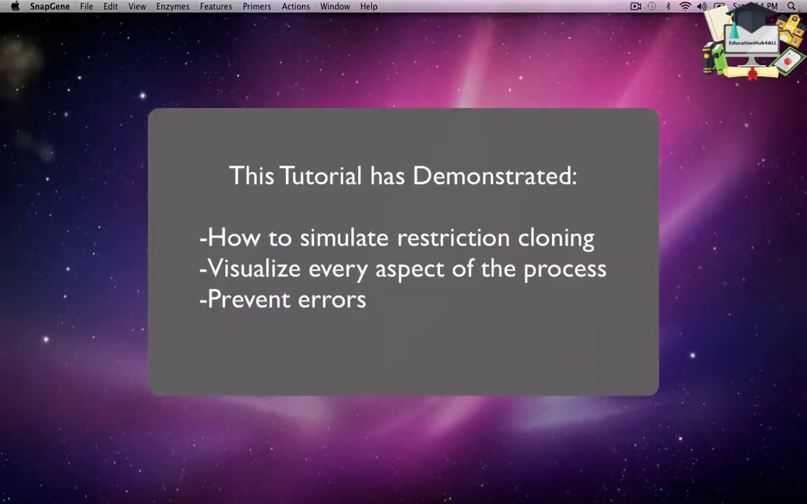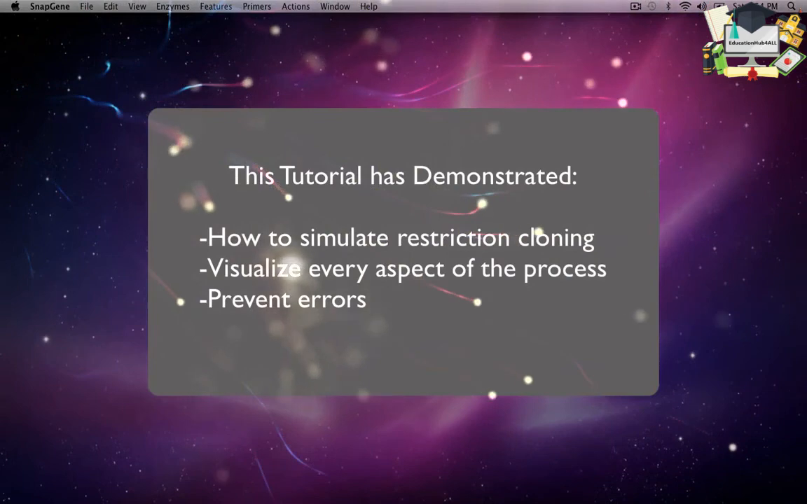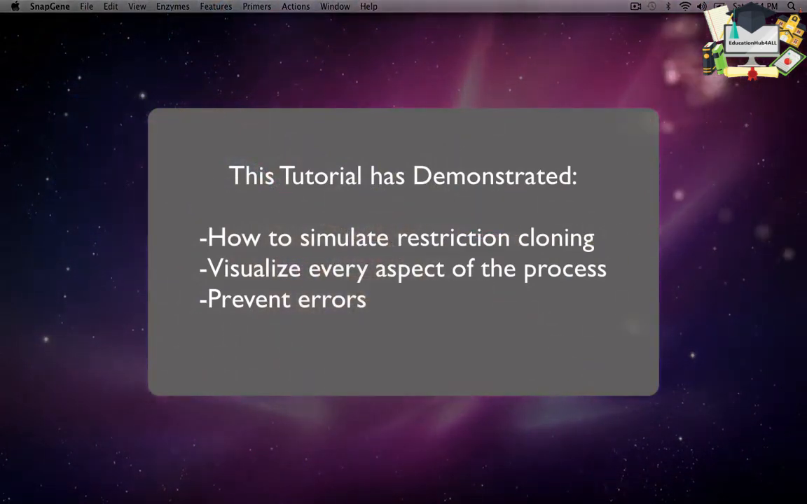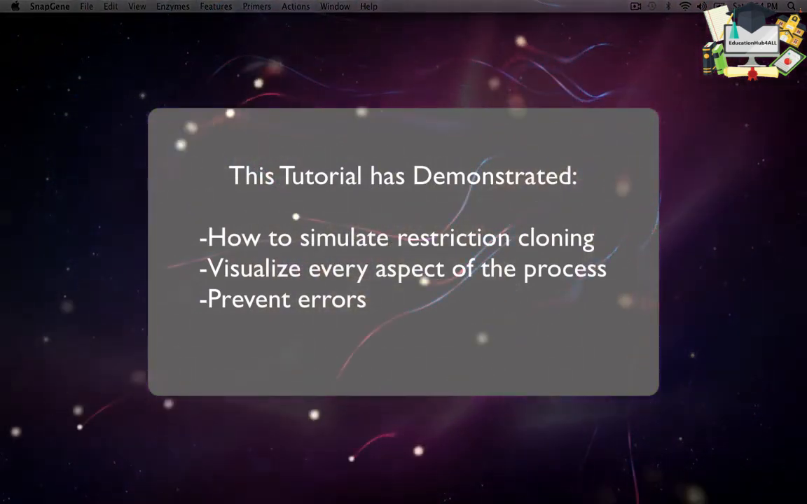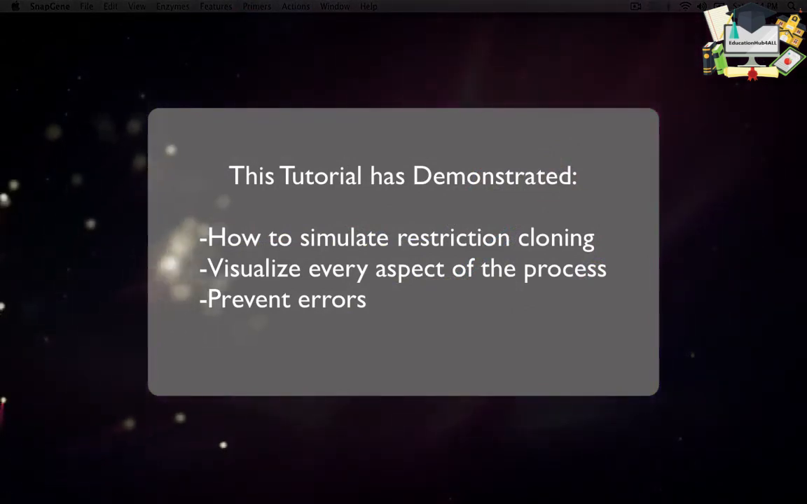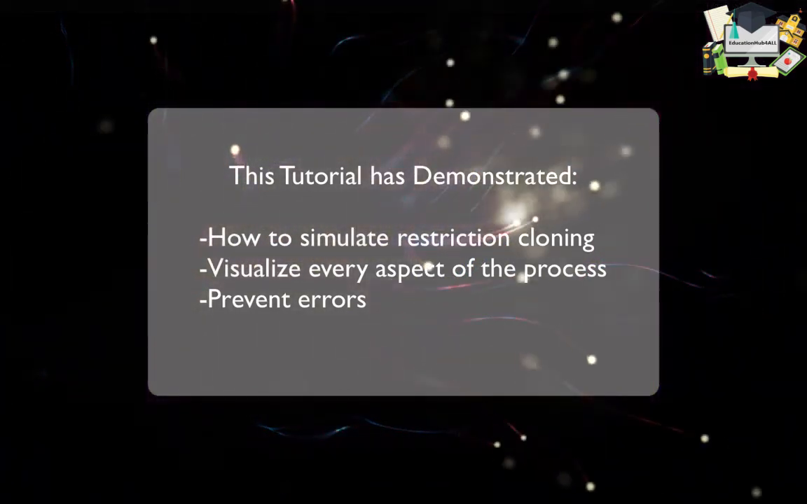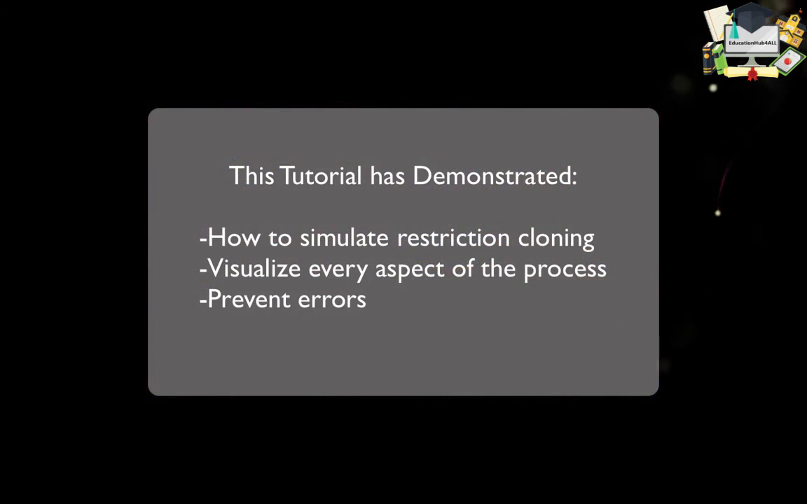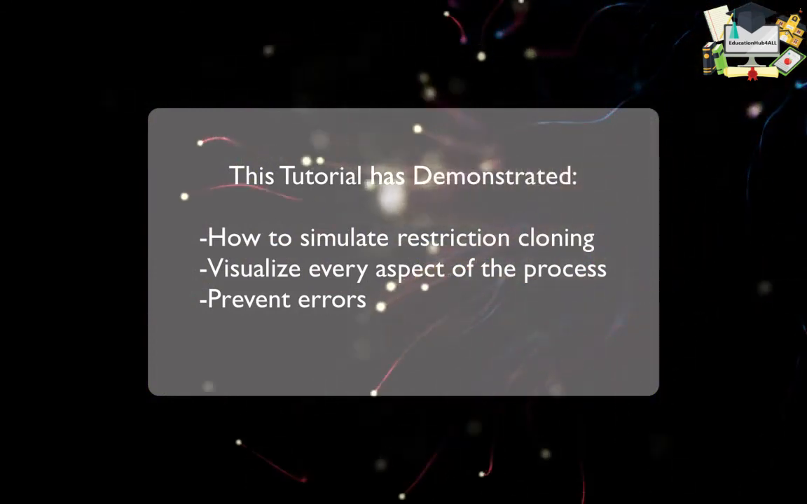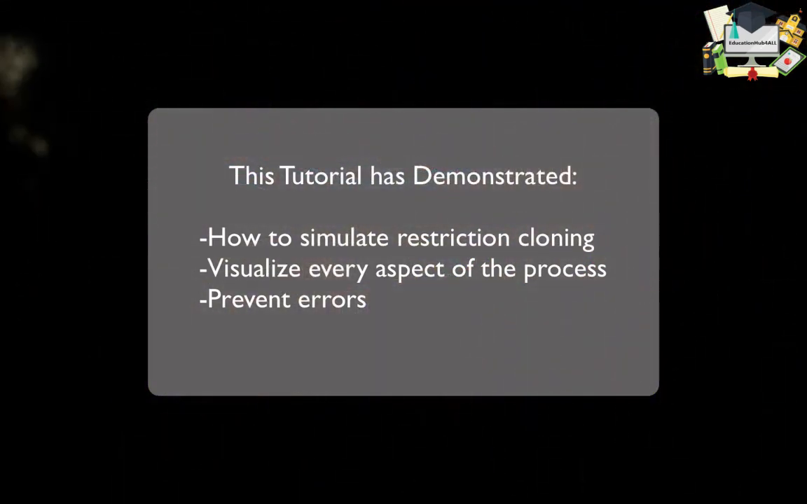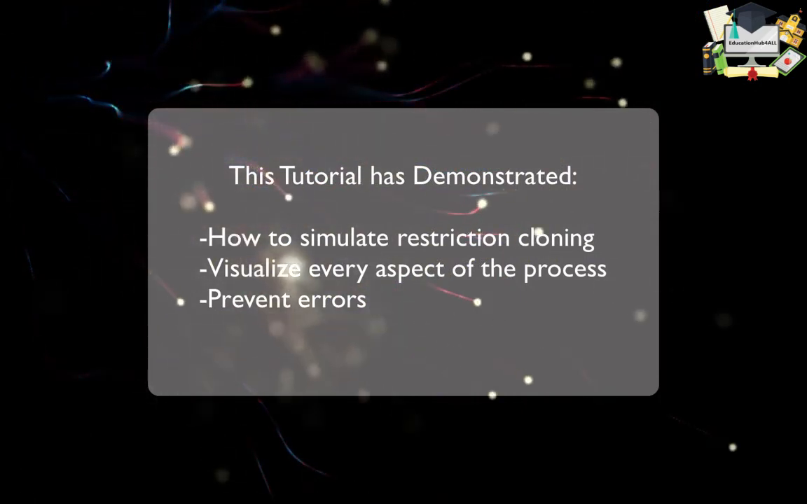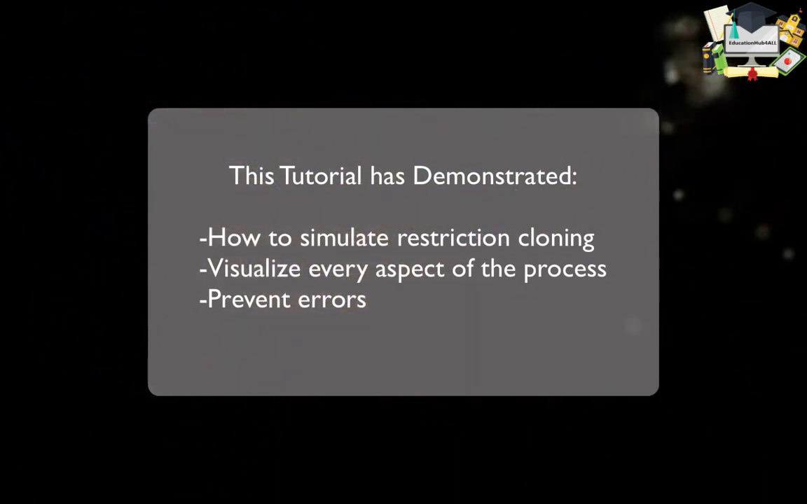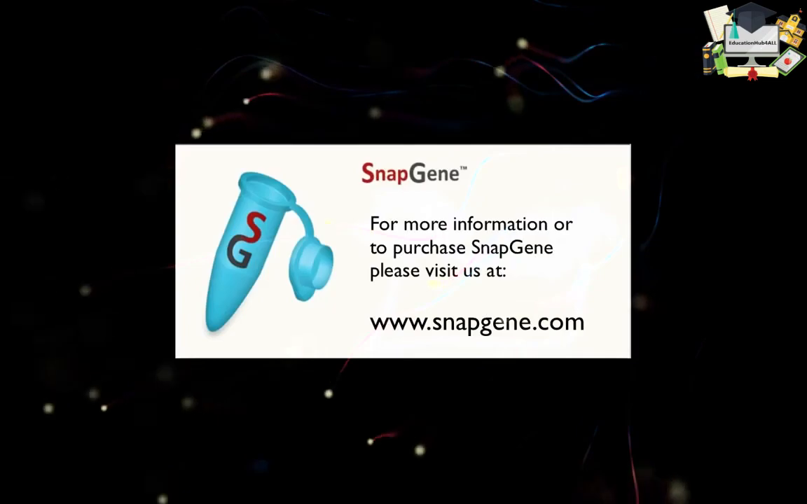This tutorial has illustrated how SnapGene can simulate restriction cloning while helping you to visualize every aspect of the process, including error prevention. In these examples, I, as the researcher, knew what I wanted to do, and SnapGene helped me to get there quickly. But the restriction cloning controls are equally useful when you want to design a new cloning strategy. Thanks for your attention.